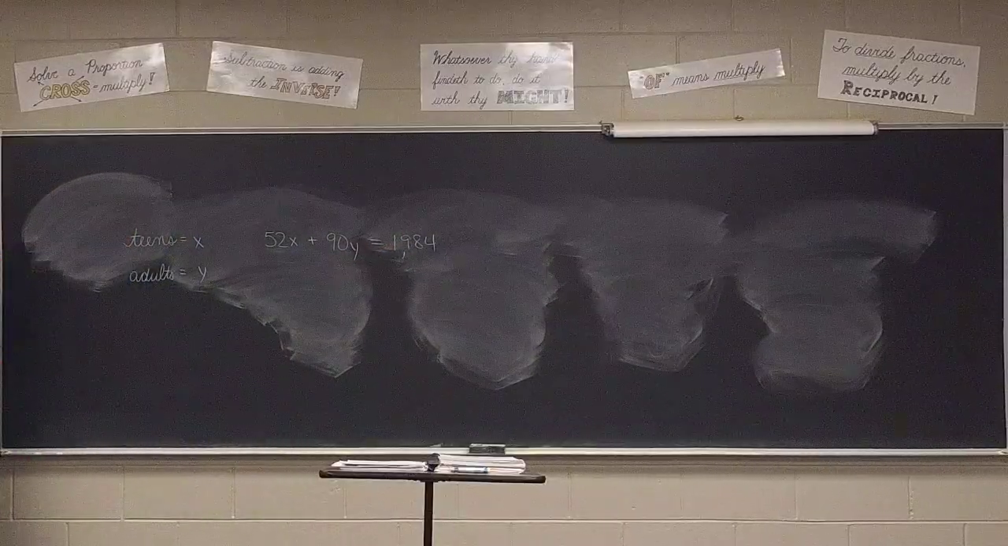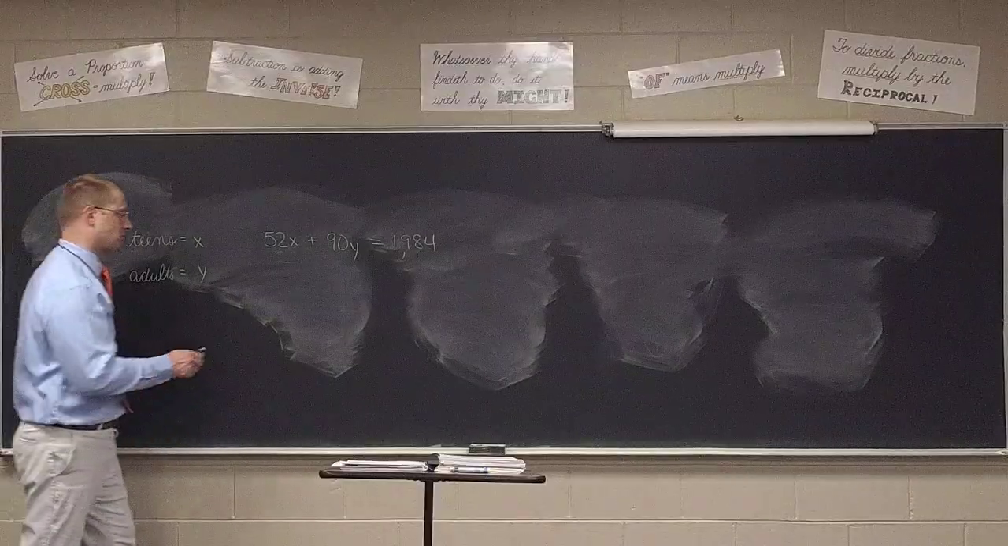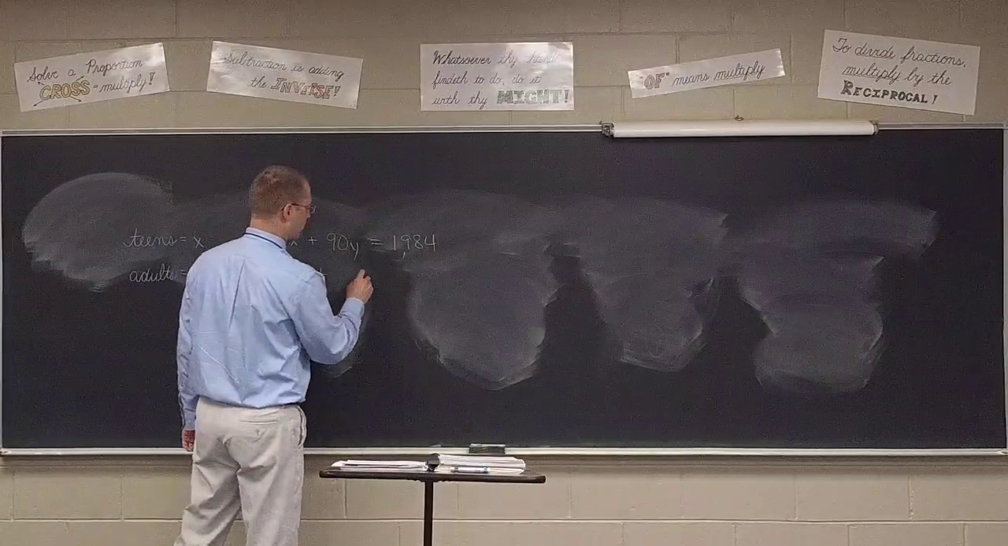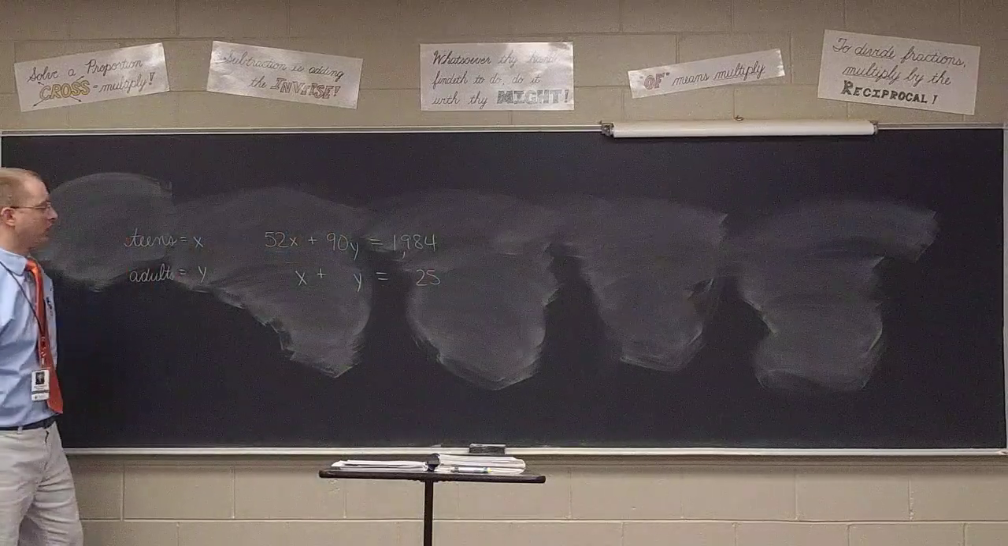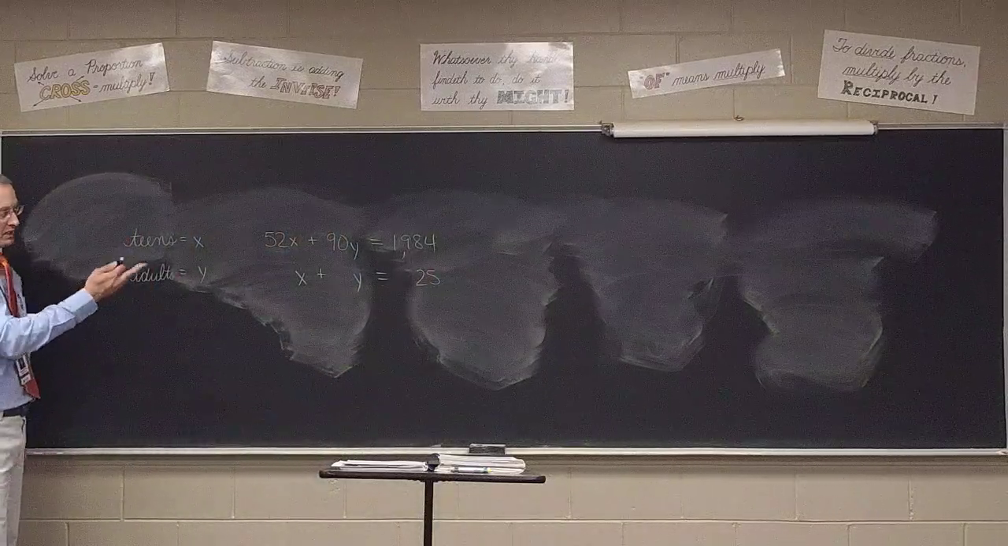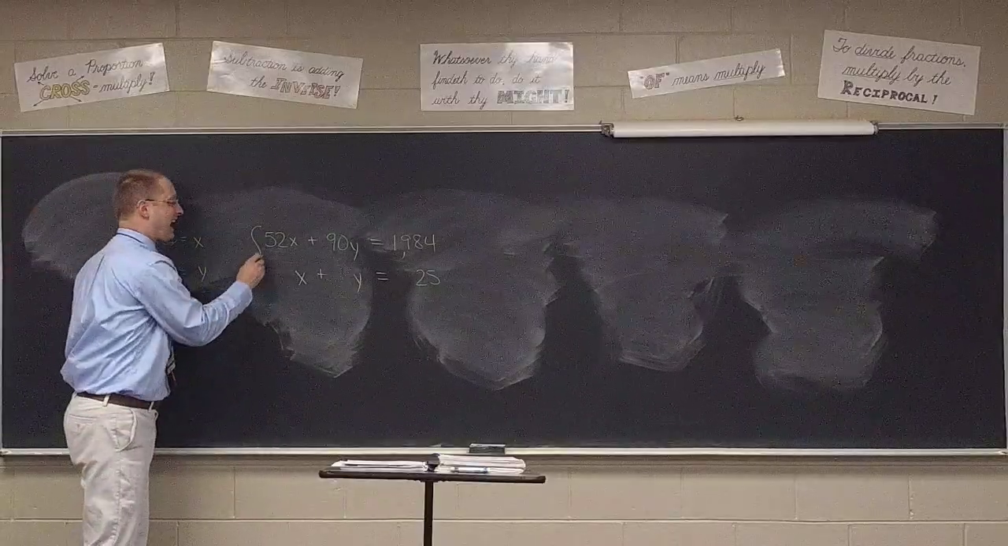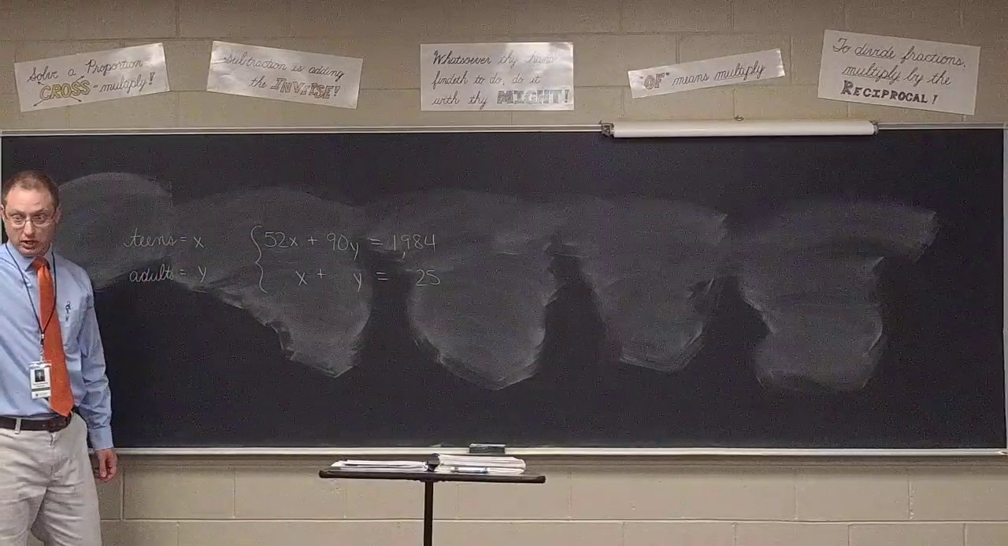What was your other equation? X plus Y equals 25. All right, number plus number equals number. 25 people work in there. Some are teens, some are adults. X plus Y equals 25. How many had this system of equations?